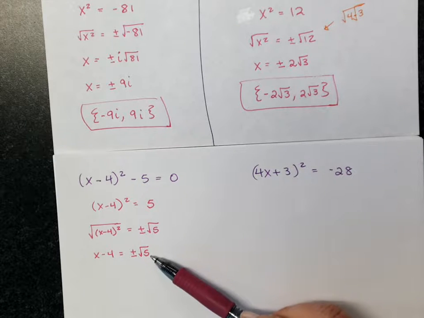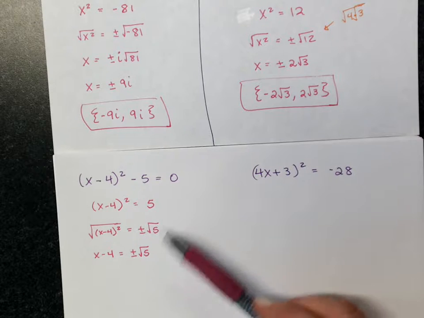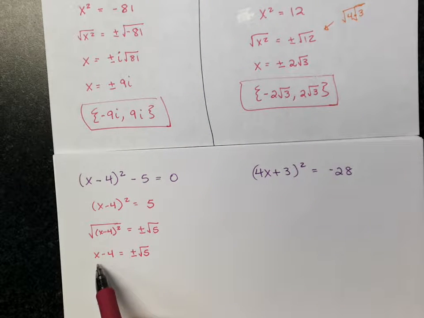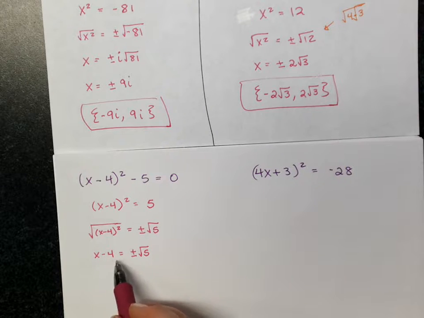Got a positive radicand, so there's no i. These are real solutions. Real irrational, but real, not non-real. Can I simplify that at all? No, nothing to simplify, so I can go ahead and finish. Now I have to finish, unlike those first two examples, I have to finish solving for x. So I'm going to add 4 to both sides.